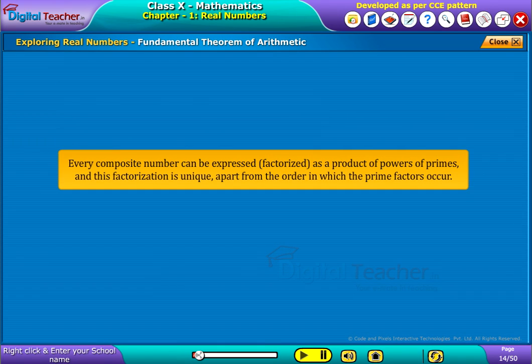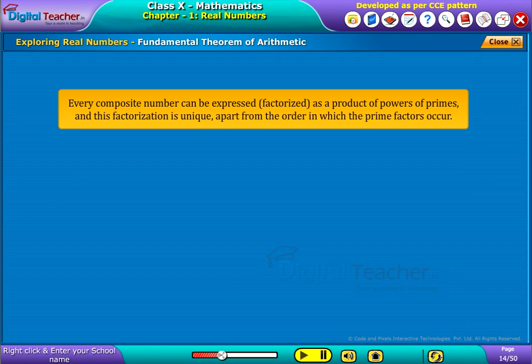Exploring real numbers. Statement of the fundamental theorem of arithmetic. Every composite number can be expressed or factorized as a product of powers of primes, and this factorization is unique, apart from the order in which the prime factors occur.